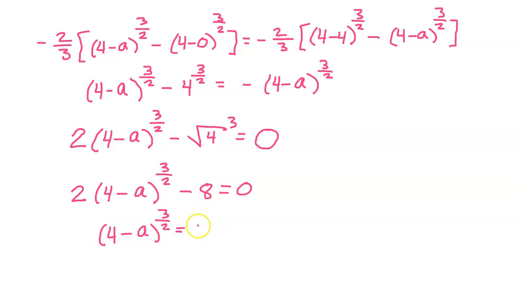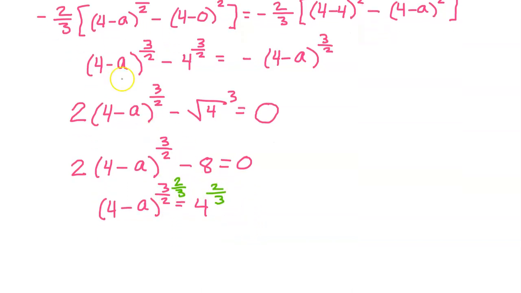is equal to 4. We can get rid of this fractional power by doing the reciprocal power to both sides of the equation. So I'm going to raise both sides of the equation to the 2/3 power. The 3/2 and the 2/3 cancel each other out. So on the left-hand side, I just have 4 minus a. And on the right-hand side, I have 4 to the 2/3 power.